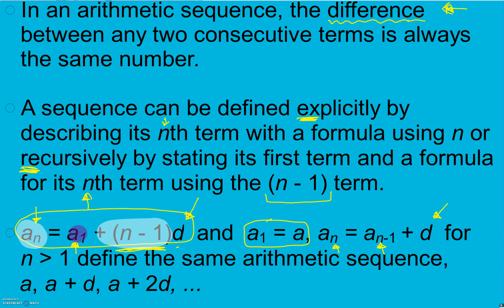In our recursive formula, the things that always stay the same are a of 1 equals, and a of n equals a sub n minus 1. Our first term we put here, just like here, and our common difference we put here. So the number that we add or subtract every time is our d value.